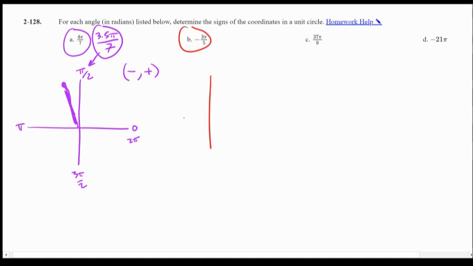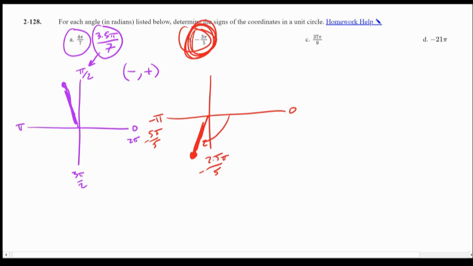The second one, negative 3 pi over 5. Again, if I'm going negative, I'm going the opposite direction. If we're breaking it into 5 pieces, and this is 0 and this is negative pi all the way this way, in fifths, this would be 5 pi over 5. This would be half of that, so negative 2.5 pi over 5. If I'm going more than that, then it lands somewhere right around here. That means it's in the third quadrant, which tells me that both the sine and cosine are going to be negative.